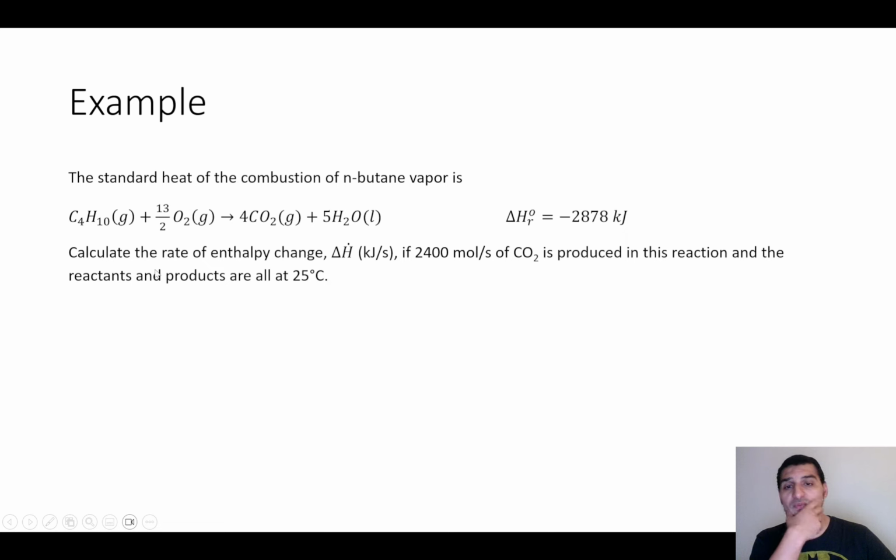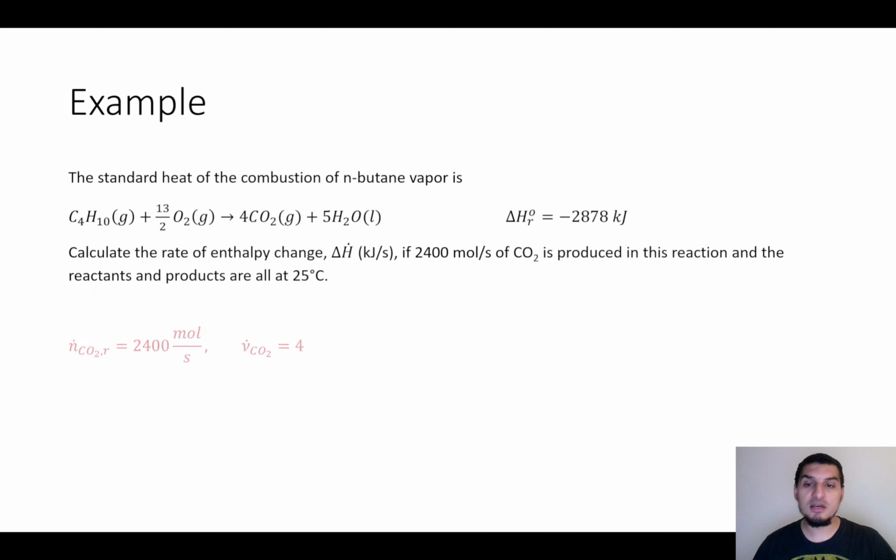So the reactants and products are at 25, the standard temperature, and we have the flow rate. This is going to be a very straightforward case where we apply the equation that we ended up with last time. We said that the total enthalpy change is the heat of reaction multiplied by the extent of reaction. So we need to know the extent of reaction. We have here 2400 moles per second. This is the rate of carbon dioxide production, which is the product minus the feed, because it's a product in this case.